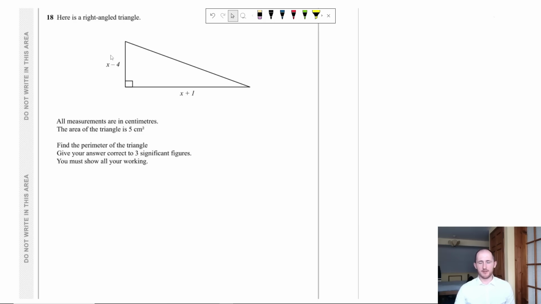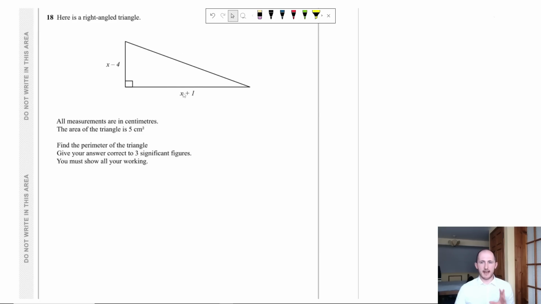Here's a right angle triangle, and it has two measurements, x minus 4 and x plus 1. All measurements are in centimetres, the area is 5 centimetres squared. Find the perimeter of the triangle. So how do we find perimeters? Well, to find the perimeter, what we need to do is add up the three different sides. The problem is that it's in algebra, and we also don't have the third side.